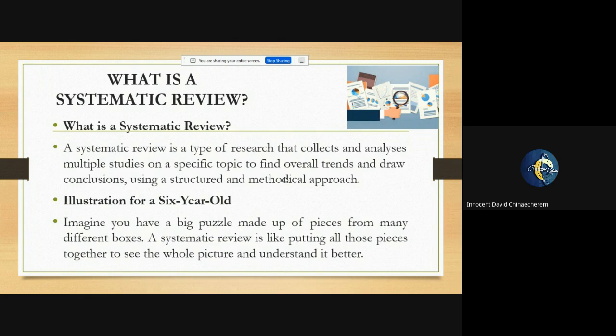So when we define it, we say a systematic review is a type of research that collects and analyzes multiple studies on a specific topic to find overall trends and draw conclusions using a structured and methodical approach. So it's just very simple. What we need to understand is that for us to do a systematic review, there needs to be something we need to follow.